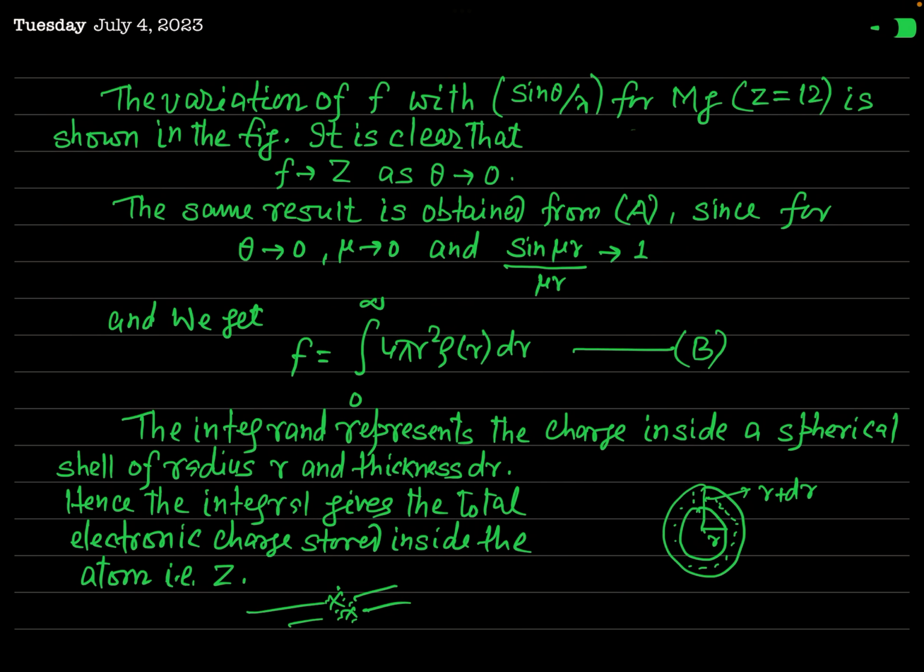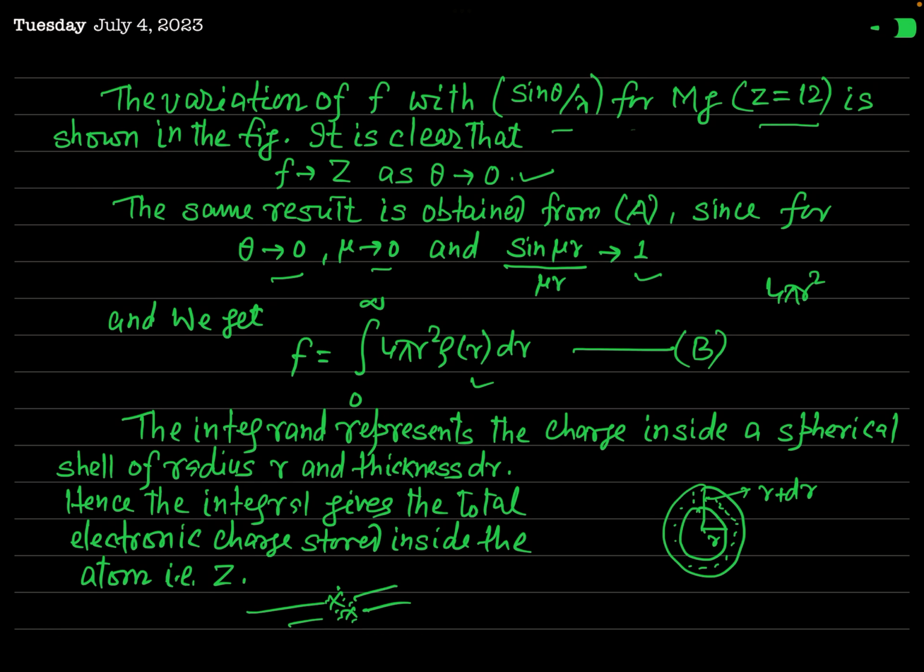You can see the variation of F with sine theta by lambda for Mg, whose Z is 12, has been plotted and shown in that figure. As you can see, as theta tends to 0, F tends to Z. The same result is obtained from A, since for theta tending toward 0, mu will tend to 0, and this sine mu r by mu r will tend to 1, and so F will be equal to this much. Okay? But can you say, what is this 4 pi r square rho r dr?